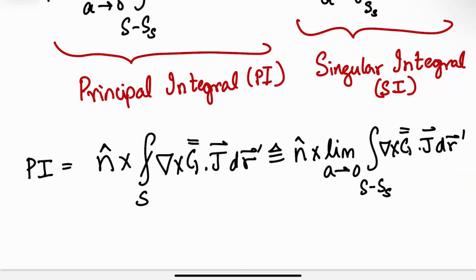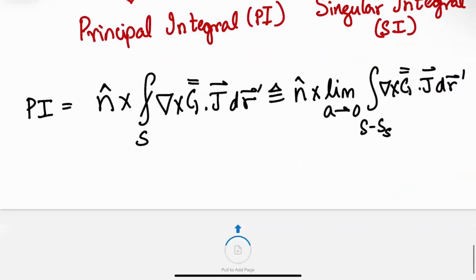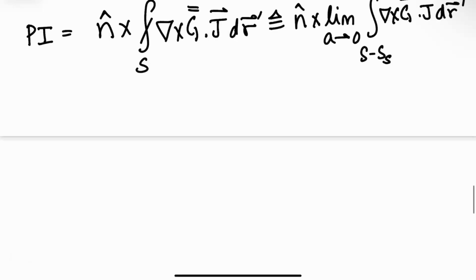Numerically, you essentially just compute it around that point. You don't compute at that point. But you also have to add a correction factor when you do that, which is a singular integral. That's what we want to evaluate now.